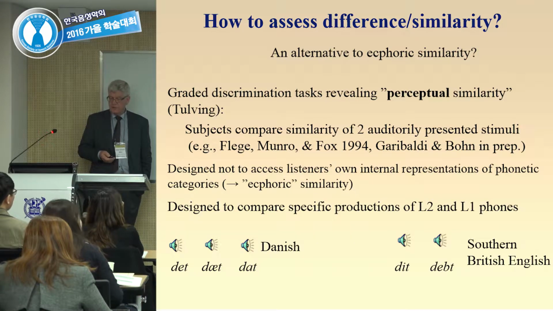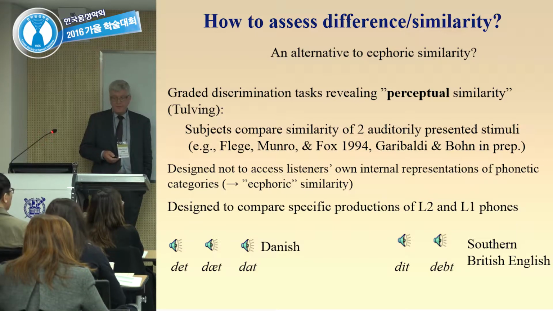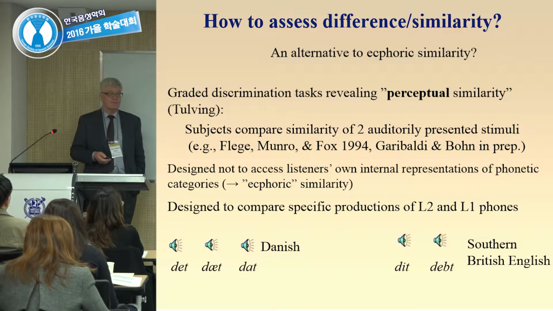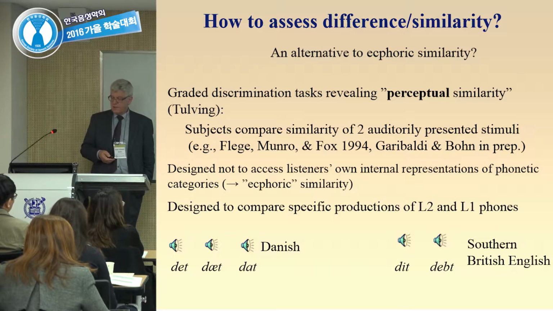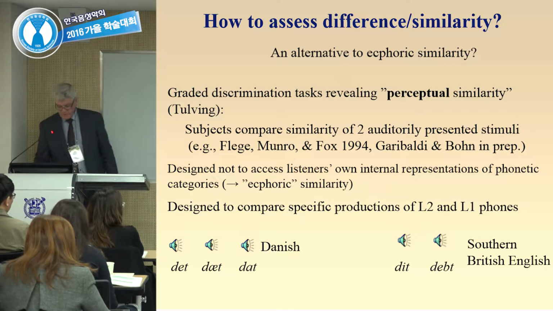So is there an alternative to ekphoric similarity? What's used in many studies? Well, there is something called perceptual similarity. And if you thought that we just did perceptual similarity, no, not according to Tulving. In perceptual similarity, you compare the similarity of two auditorily presented sounds. And this is designed not to access listeners' own internal representation of phonetic categories. This would be ekphoric similarity, but designed to compare specific productions. Okay? Let's just see whether this works. Otherwise, I have to do this, and that would not be a good idea.